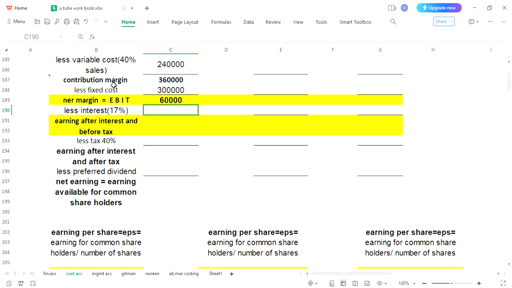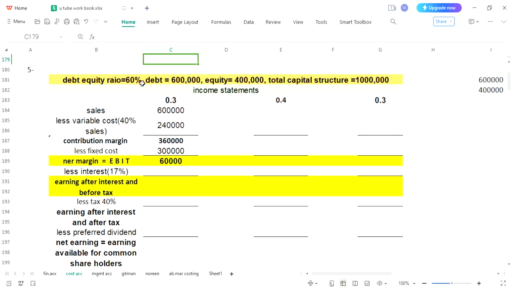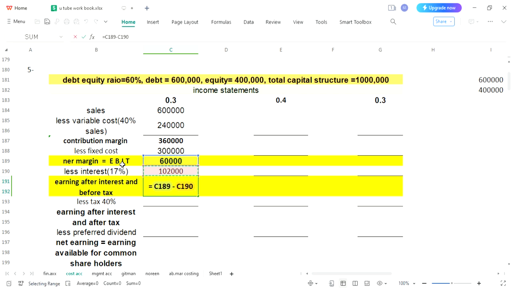Interest now would be calculated. This is interesting because we have changed our debt equity ratio. Now debt is 6 lakh. Alright, put 6 lakh over here, and you need to calculate 17%. As you can see, we have changed the ratio. Amount of interest calculated 102,000. Now earning after interest can be calculated by subtracting interest from the previous earning, 60,000, earning before interest, and you will subtract your interest 1,02,000. So for the first time negative earning appears, minus 42,000.